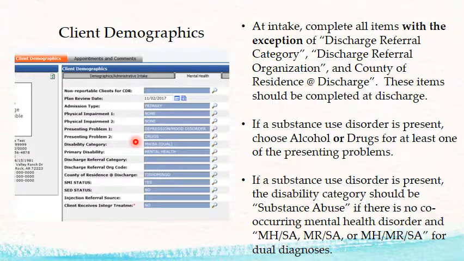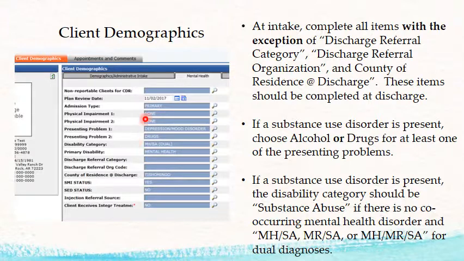There's also an option to choose MRSA for those individuals with developmental disabilities. You could choose that if they also have a substance abuse disorder. MHMRSA is also available for those with mental health disorders, IDD, and substance abuse disorders.